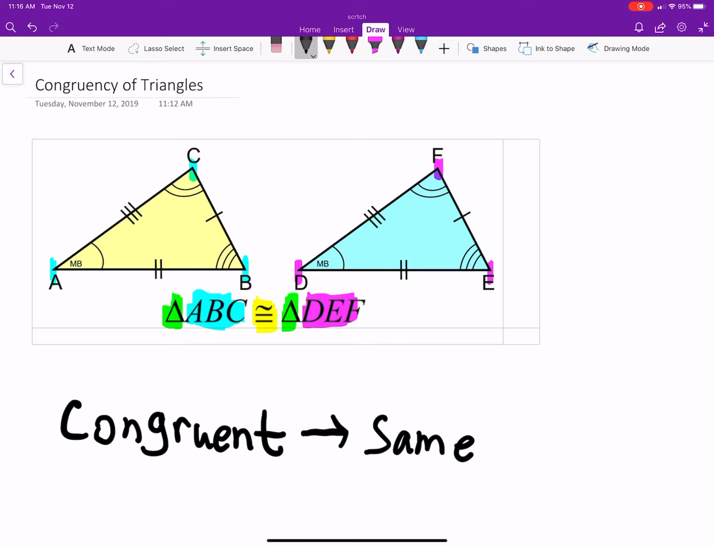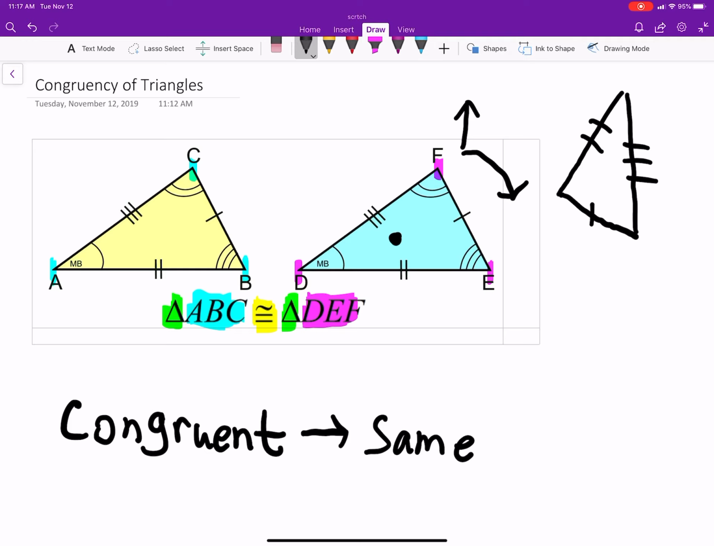Now, what we mean by same is, it's pretty obvious to see they're congruent in this example because they're side by side, but they don't have to necessarily look just like that to be congruent. If I were to take this blue triangle over here and rotate it this way, and then after I rotated it I shifted it up, maybe it looks something more like this.